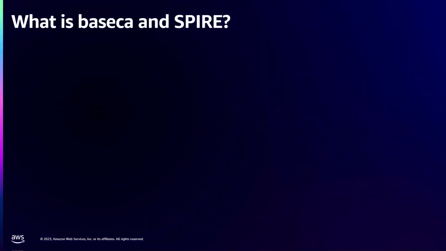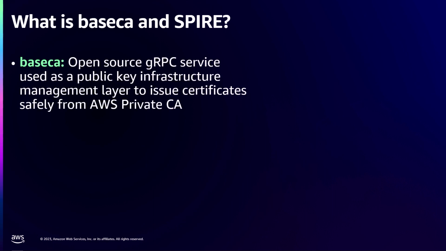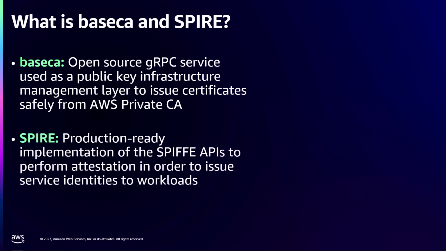So we talked a little bit about Base CA and SPIRE, but what are they, right? Base CA is actually an open source project we just released yesterday. It's a gRPC service that's used as a PKI management layer to issue a lot of short-lived certificates at scale based off of very predefined scopes. And I'll hand it over to Michael for SPIRE.